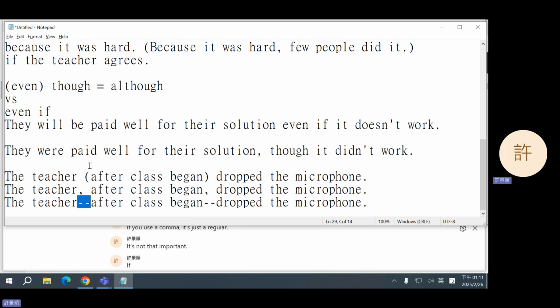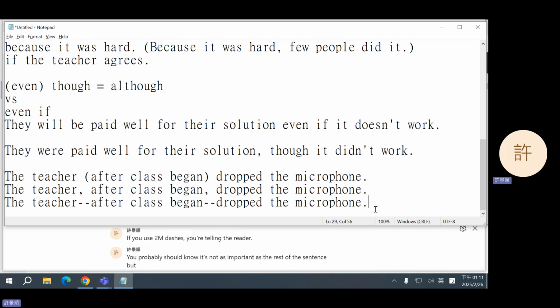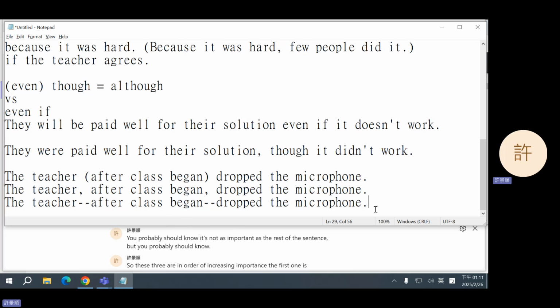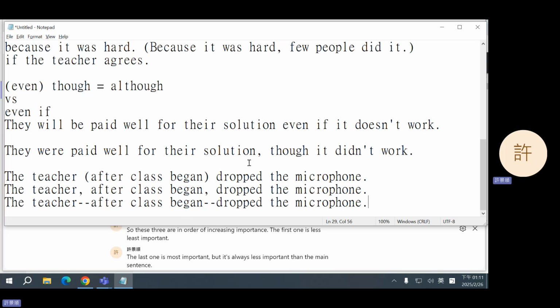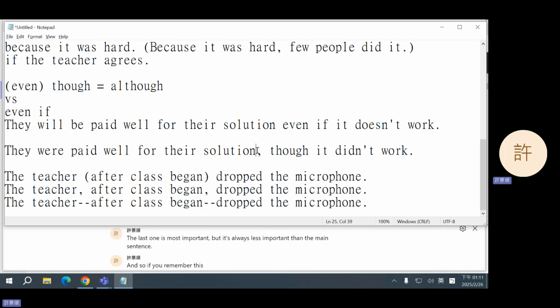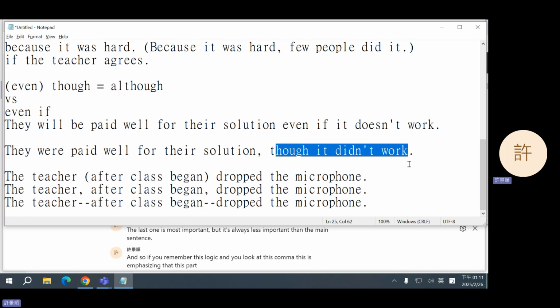If you use two em dashes, you're telling the reader, you probably should know. It's not as important as the rest of the sentence, but you probably should know. So these three are in order of increasing importance. The first one is least important. The last one is most important, but it's always less important than the main sentence. And so if you remember this logic and you look at this comma, this is emphasizing that this part really is not that important. It's just extra information.